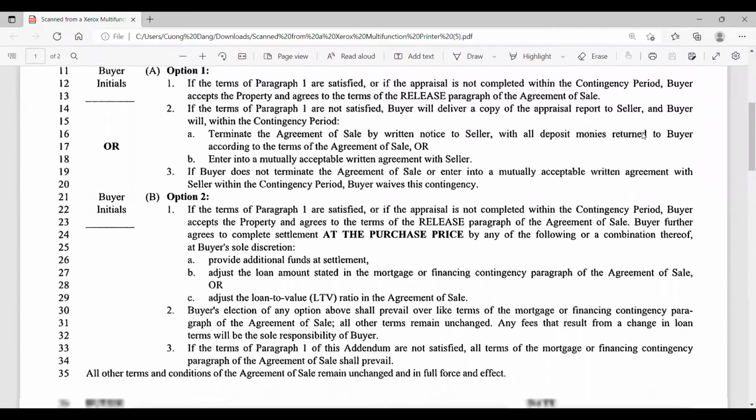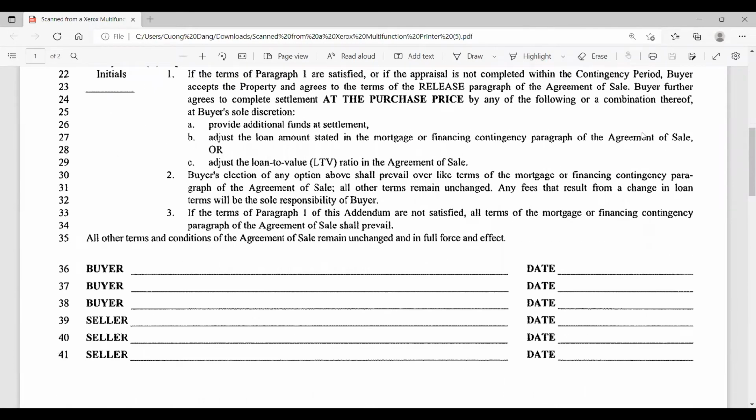3, if the terms of paragraph 1 of this addendum are not satisfied, so again, it's going back to paragraph 1. So either you have a bad appraisal, again, you bought the house for $375, it only appraised for $275, or if the appraisal hasn't been done in that 30 days, then all terms of the mortgage or financing contingency paragraph of the agreement of sale shall prevail.